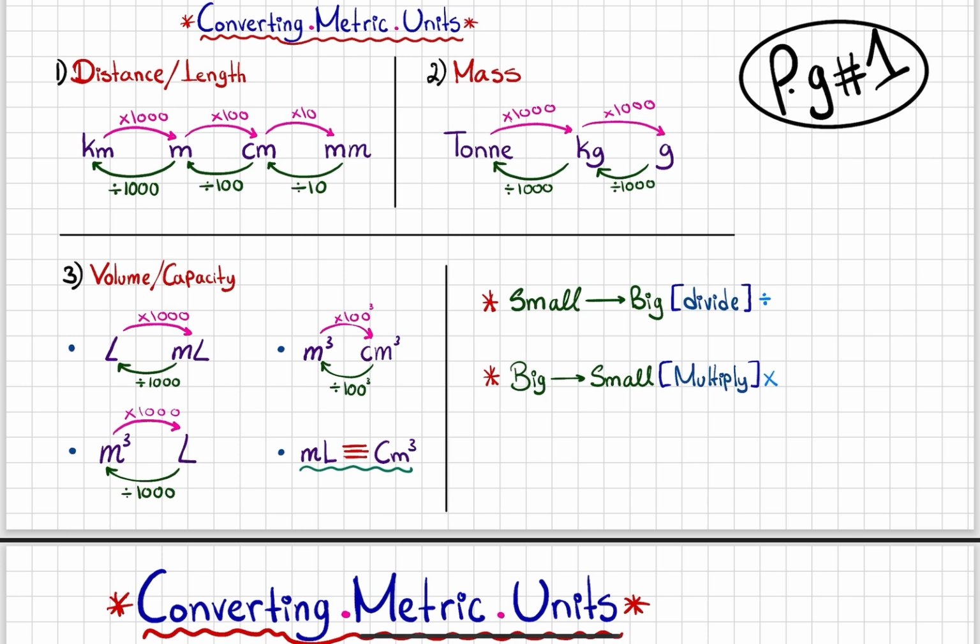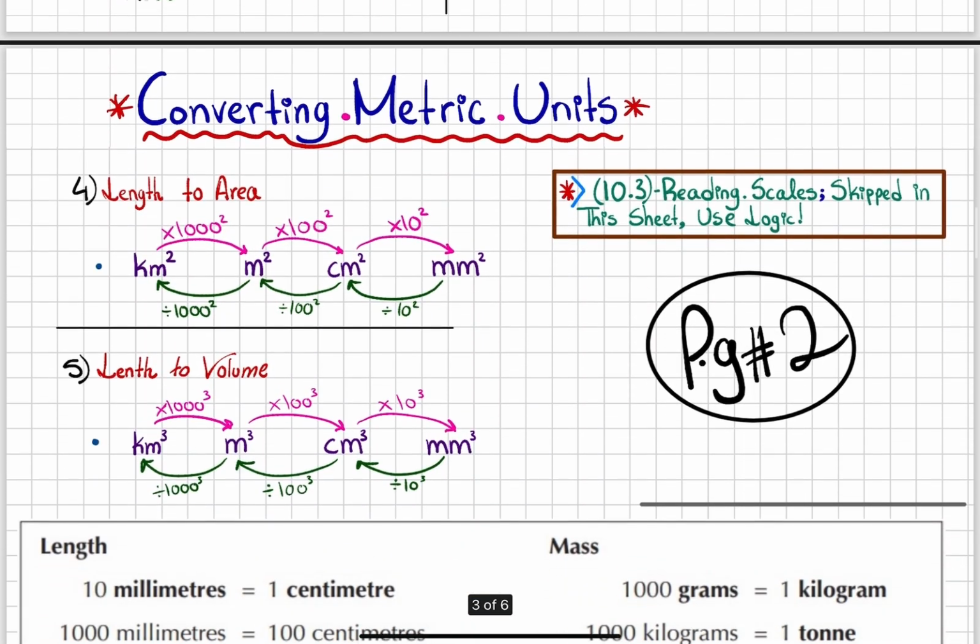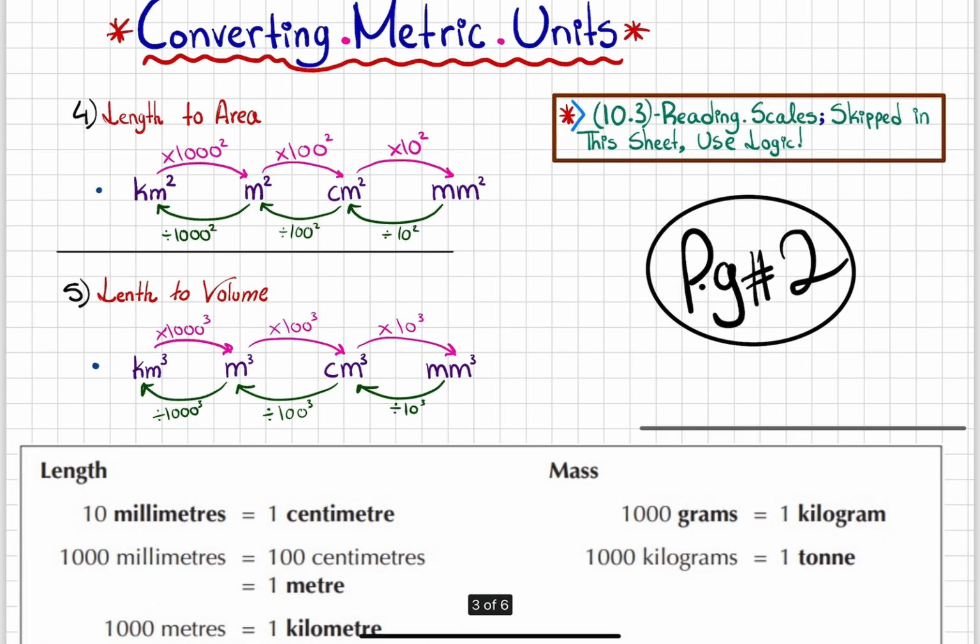Volume and capacity. Liter to milliliter times 1000, milliliter to liter, divide by 1000. Meter cube to centimeter cube times 100 cubed, centimeter cube to meter cube, divide by 100 cubed. Meter cube to liter times 1000, liter to meter cube, divide by 1000. This means milliliter and centimeter cube are equivalent. The rule is simple. Small to big, always divide. Big to small, multiply. Length to area and length to volume, it is the same rule, we're just using squared and cubed numbers here.